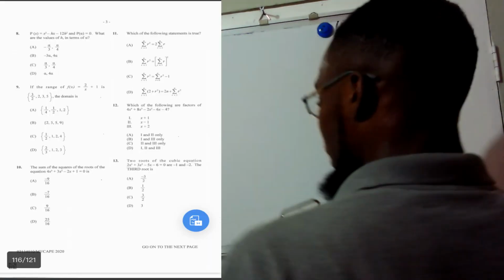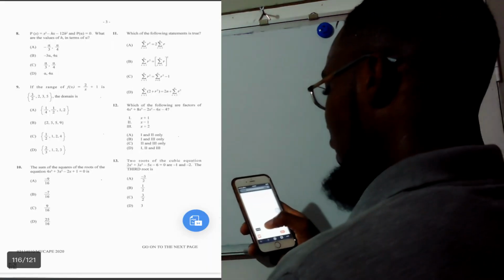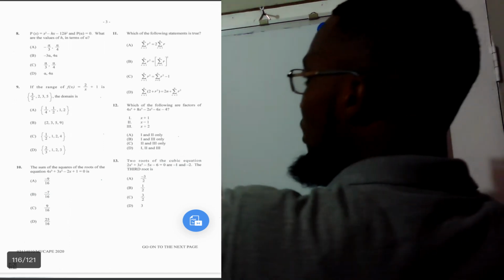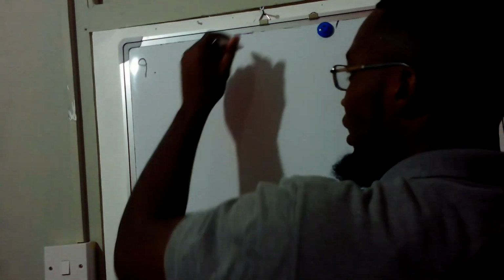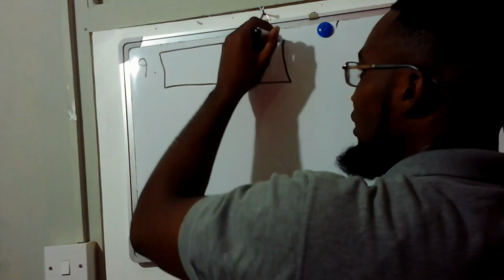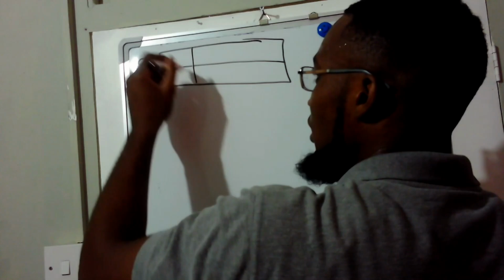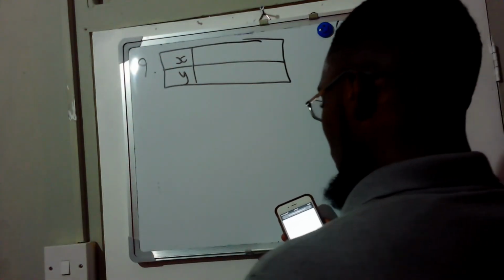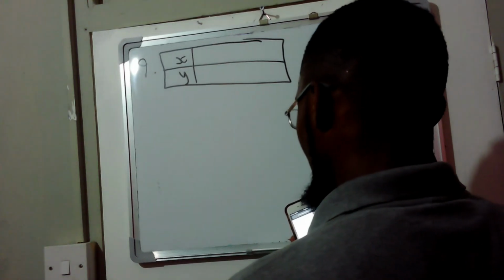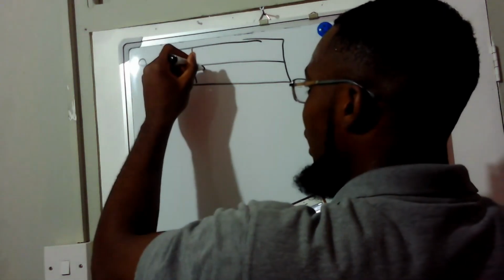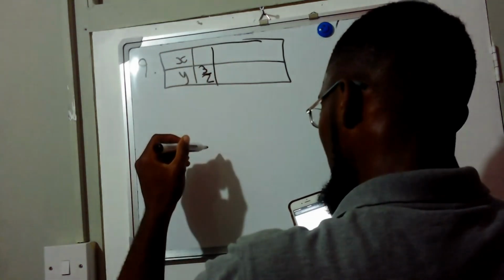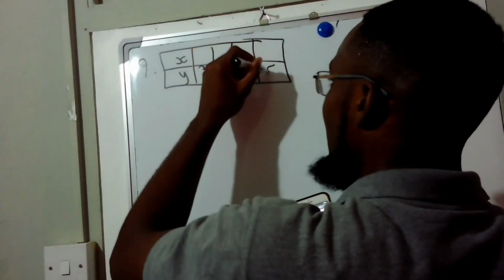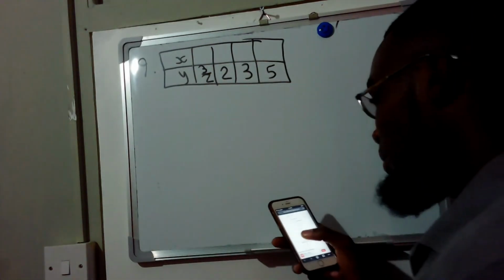Number 9. It gives us the range of f of x and it wants the domain. So look at this. This is how you write domain and range, right? If you were to put it in a table, the x values, the y values. We know that they give us the y values: 3 over 2, 2, 3, and 5. We need to find the corresponding x value.